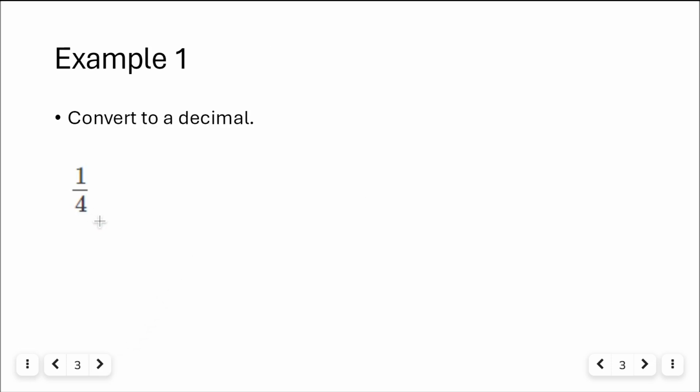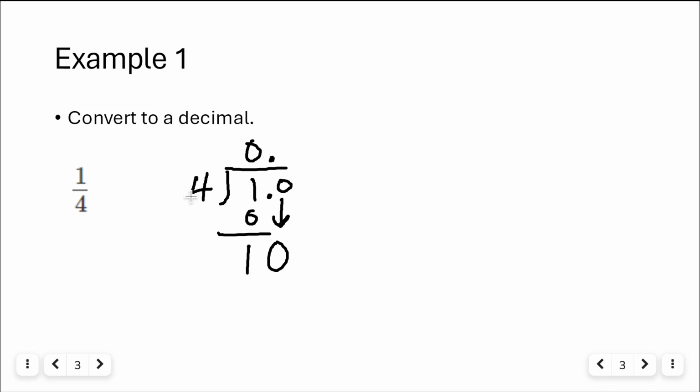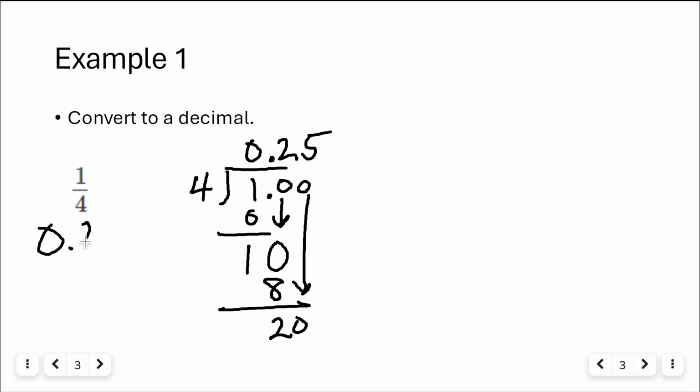Okay, so let's try the same thing. 1/4. So 4 into 1. All right, 4 does not go into 1, goes in 0 times. 4 times 0 is 0. 1 minus 0 is 1. Okay, so now I need a decimal. So I'm going to put a decimal point here. Put a 0 there so I can bring down a 0 and keep going. 4 goes into 10 2 times. 2 times 4 is 8. 10 minus 8 is 2. I'm going to put another 0 there, bring that down. Make a 20. 4 goes into 20 5 times. No remainder. So 1/4 is 0.25.